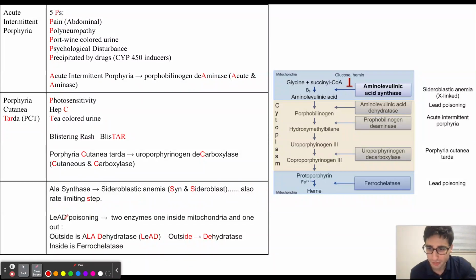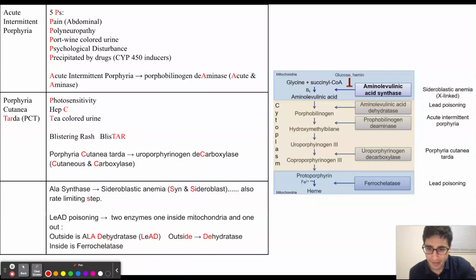Now let's move on to lead poisoning. There's going to be two enzymes that are going to be inhibited by lead. One is going to be ALA dehydrogenase. This is going to be the enzyme that is outside the mitochondria that lead inhibits. How can you remember that ALA dehydrogenase is inhibited by lead? Well, use LAD in ALA dehydrogenase to spell out lead.